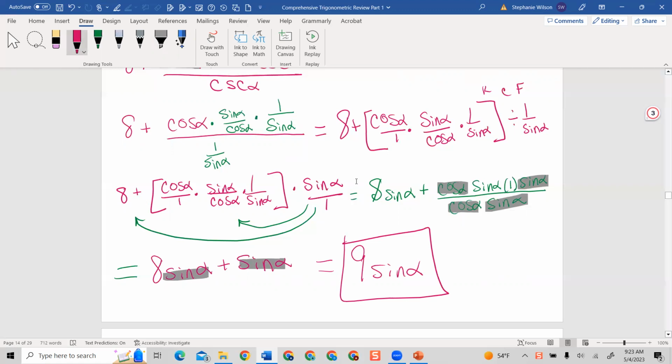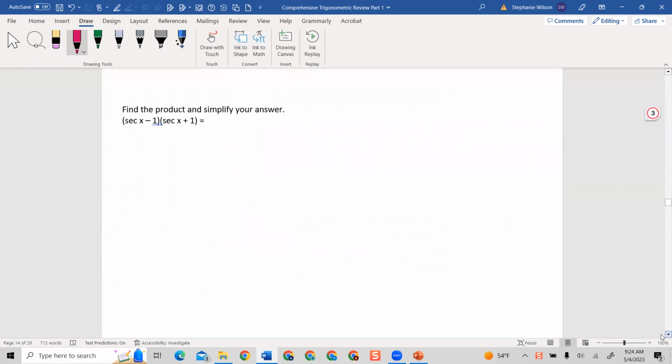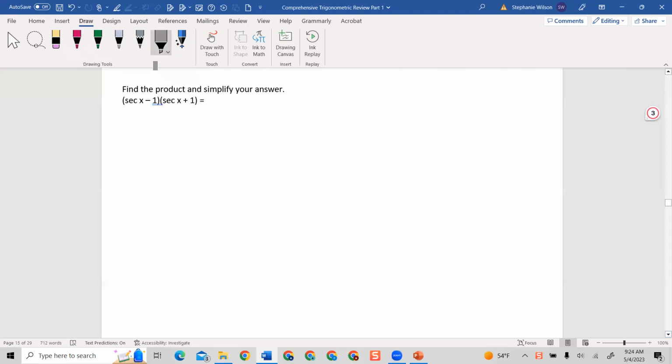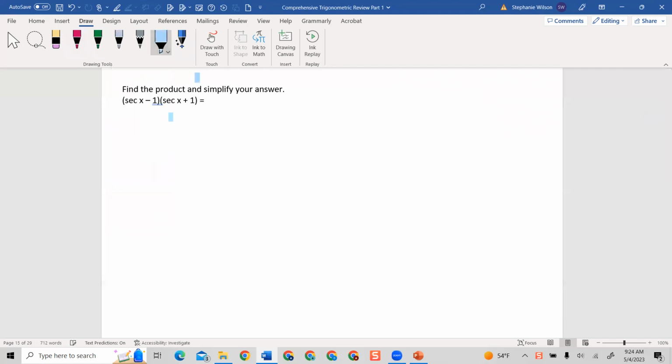Okay, let's do our next one. It says find the product and simplify your answer. Well, if you notice, I have 2 parentheses. They're being multiplied together, and they have the same first term, the same last term, but the signs are different. So if you wanted to use a shortcut method, I'm going to write that formula over here. But if you don't want to do that, I wouldn't do it.